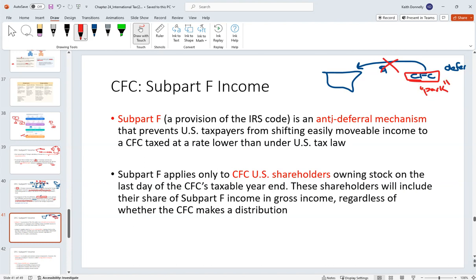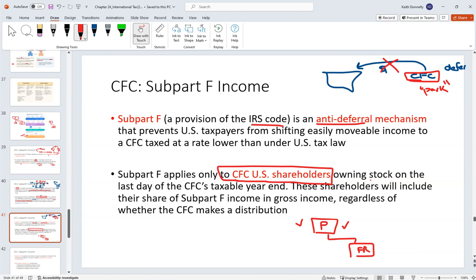We have a couple provisions that are anti-deferral, anti-parking. One of them is called subpart F, right? Why it's subpart F is that is the provision or the area of the code that deals with this. Essentially it applies to CFC US shareholders, right? So, hey, you parent company in the US who owns that French company, you are a CFC US shareholder.